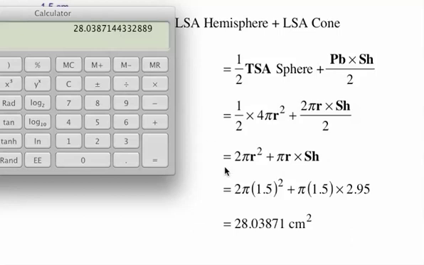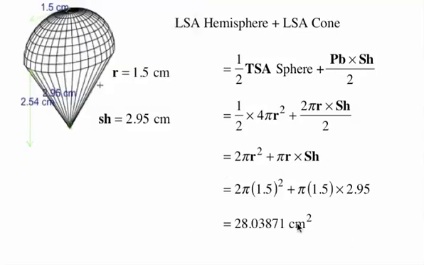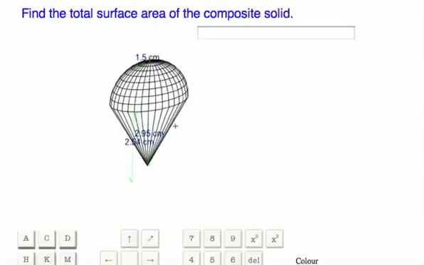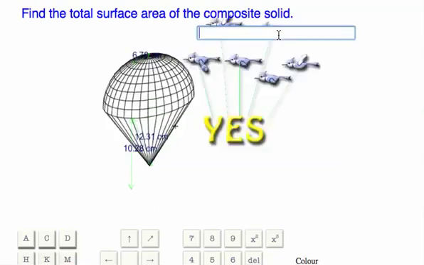So the 5th decimal place. Okay, and then put the units in. All right, so I'm just going to plug that into the program here, and away we go. Like that, centimeters squared. Don't forget your units, and yay!